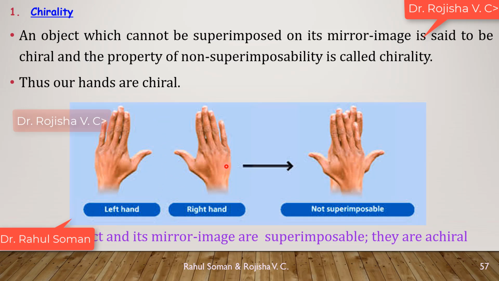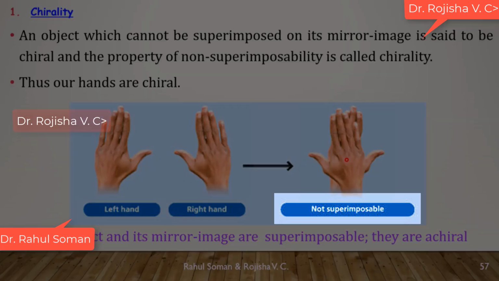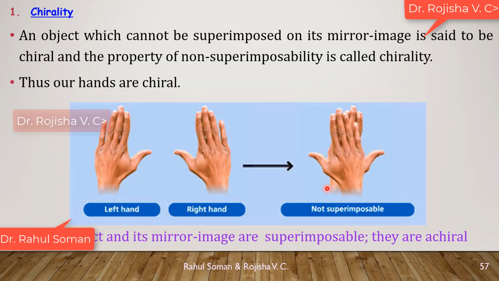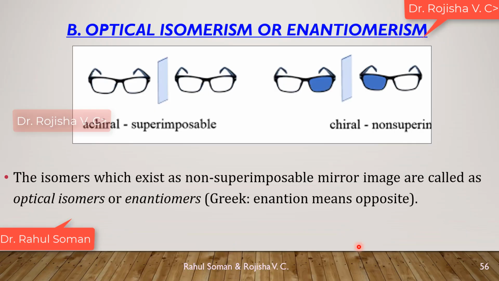But whenever we keep the left hand on top of the right hand, it will not exactly match. It won't superimpose. The word is superimposable. Both hands are non-superimposable to each other. This is not a chemical property, madam, isn't it? It is a material property. We can observe this phenomenon all around us. Some things will be chiral, some will be achiral.